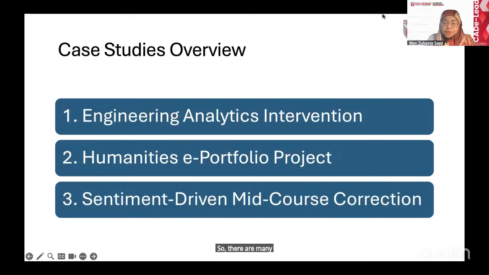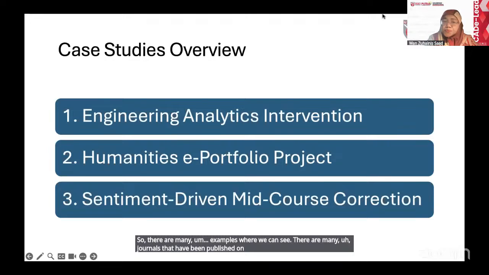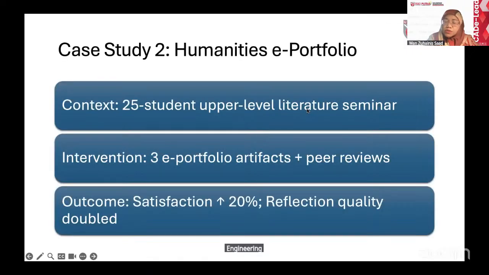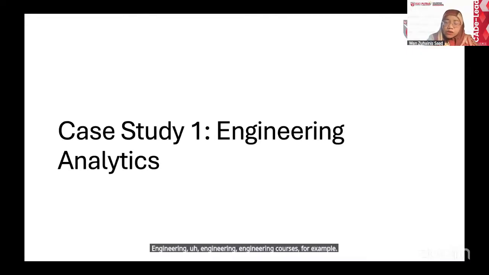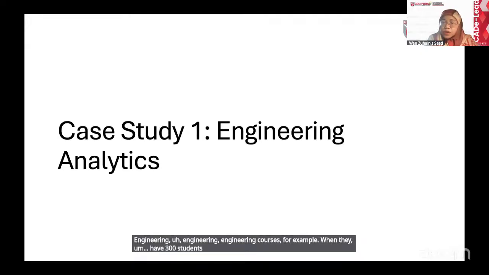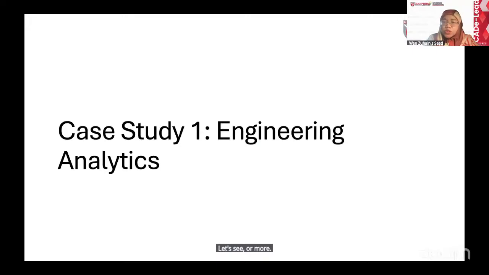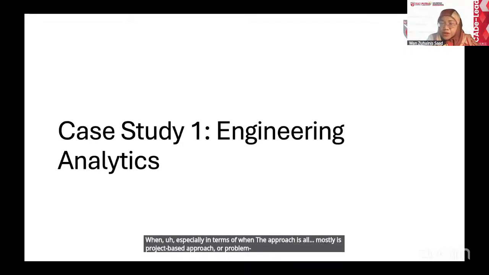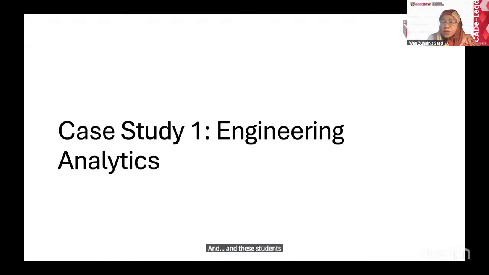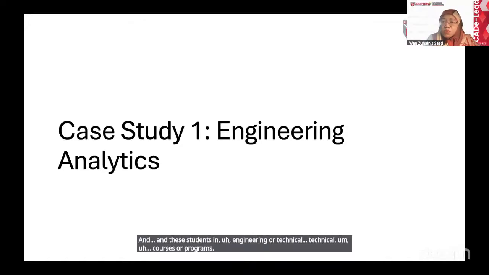So there are many examples. There are many journals that have been published on SoTL. When we look at engineering courses, for example, when they have 300 students, let's say, or more, how do they intervene, especially when the approach is mostly project-based, problem-based, or case studies? These students in engineering or technical courses or programs need more intervention.